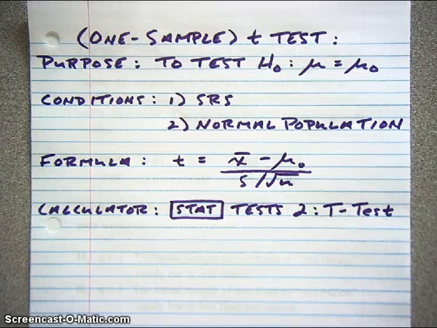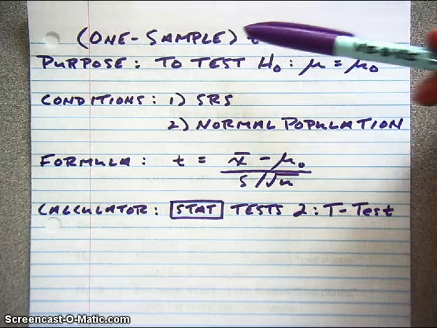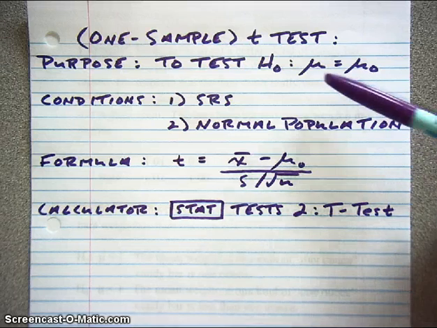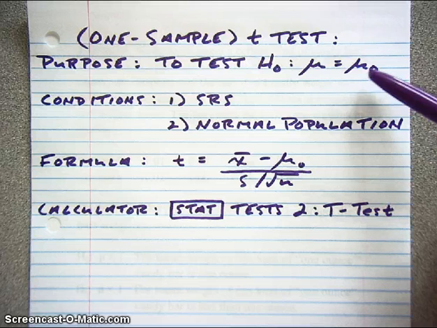Now we're going to look at the first of our T procedures, the one sample t-test. You might notice that I have one sample in parentheses here. Most of the time people don't even say one sample, they just say t-test. It's that common. The purpose of this test is to test the null hypothesis that a population mean mu is equal to some particular value mu naught.